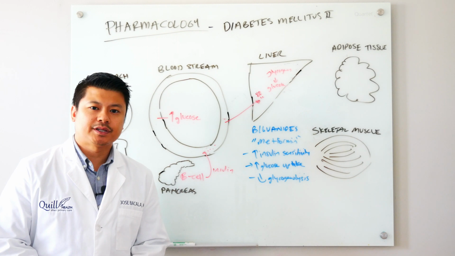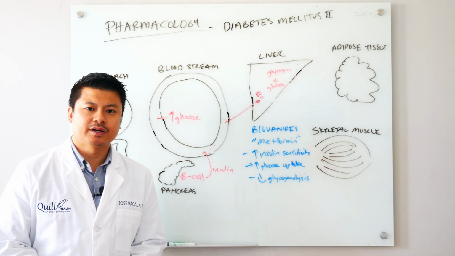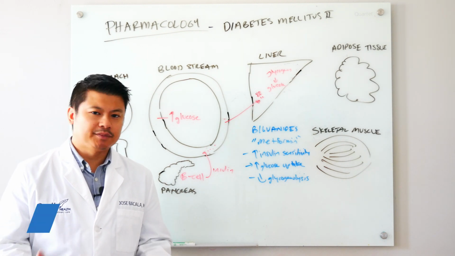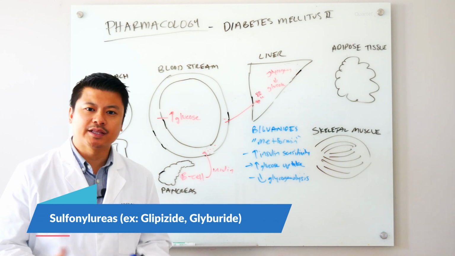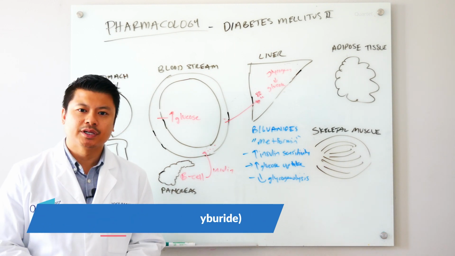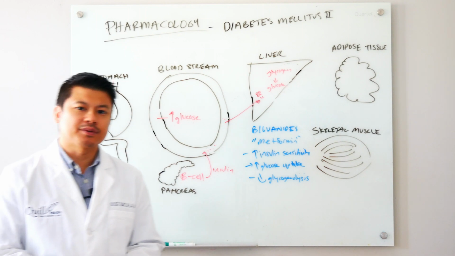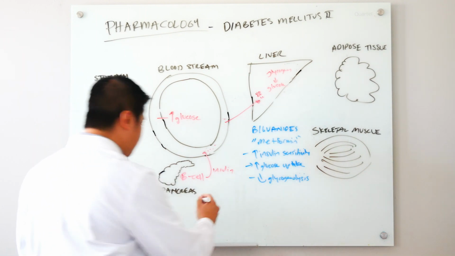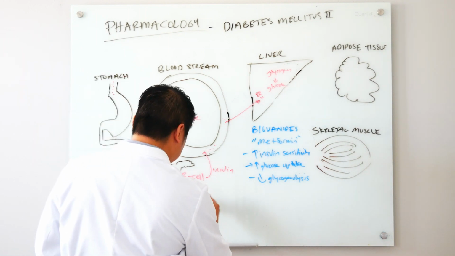The next class of medications are called the sulfonamides, and the main medications we know of in this class are glipizide and glyburide. Those are the most common medications. These mainly work in the pancreas, so let's talk about that.